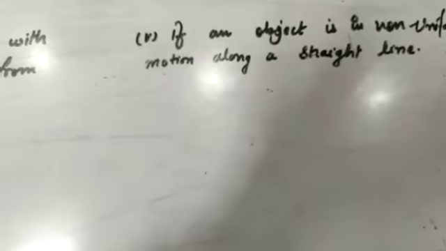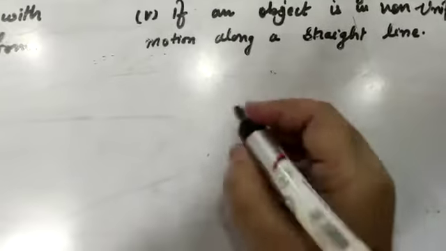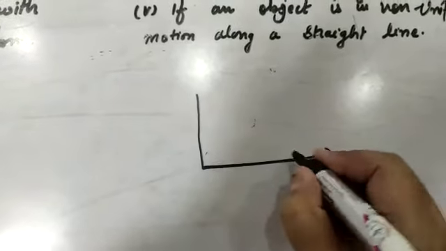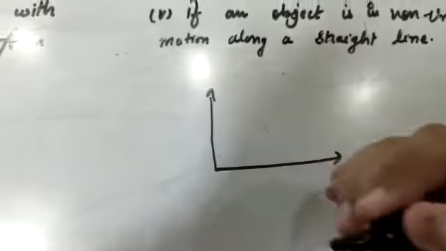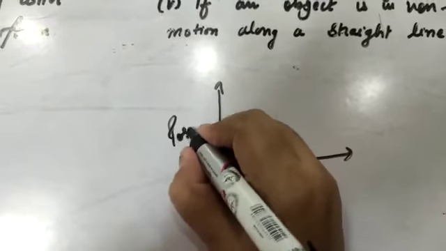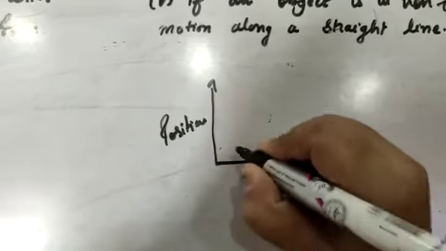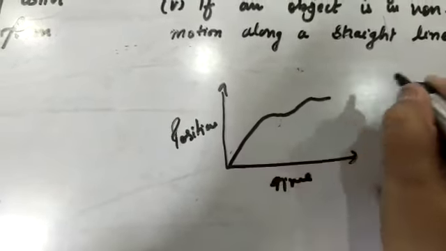The last case of this is if an object is in non-uniform motion along a straight line. Non-uniform motion means unequal displacement in equal intervals of time, or equal displacements in unequal intervals of time. So in both cases, the graph that would come will be a curved line or any irregular curve.